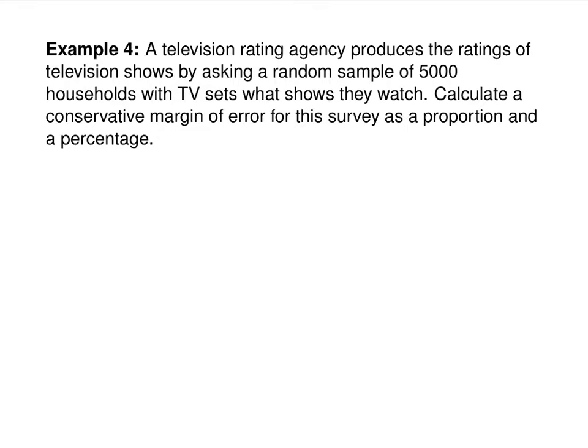Okay, so some television rating agency produces the ratings of TV shows by asking a random sample of 5,000 households with TV sets what shows they watch. Find that conservative margin of error for this survey as a proportion and a percent. So just use the 1 over root n formula. So what goes in for n in this case? I think 5,000, right? Right, because the n is... And if you punch that in a calculator, tell me what you get.